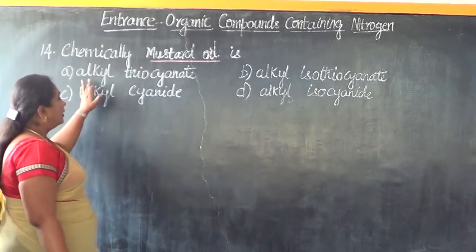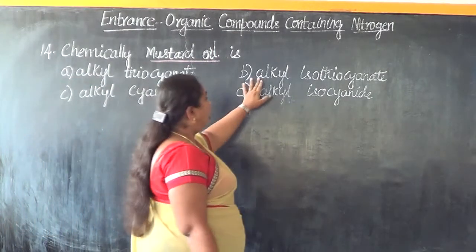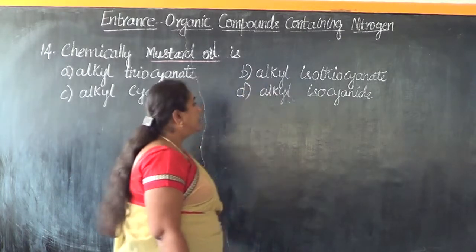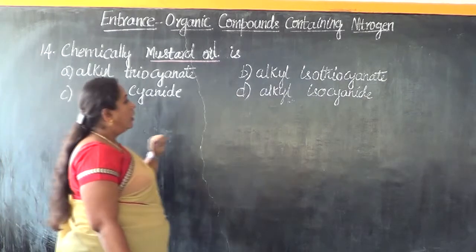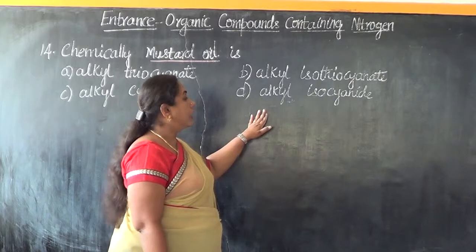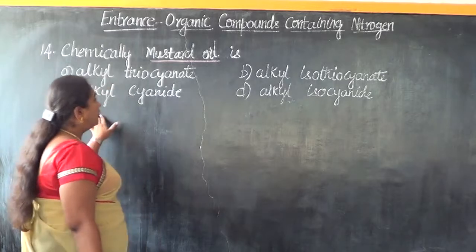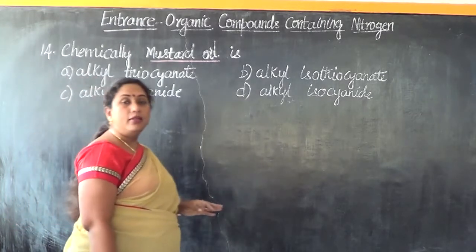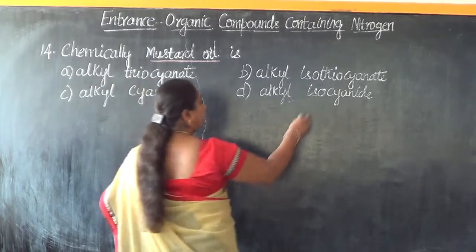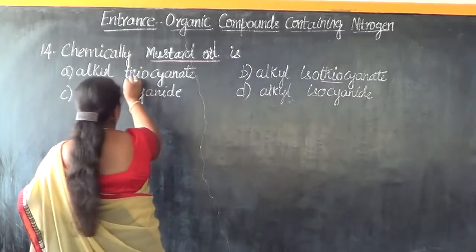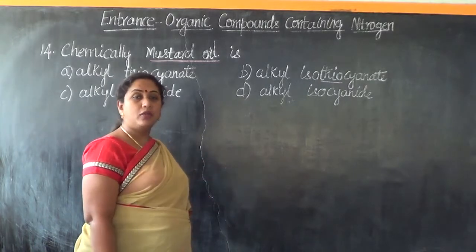Option A, is it alkyl thiocyanate? Option B, is it alkyl isothiocyanate? Option C, alkyl cyanide. Option D, alkyl isocyanide. These two options can be removed as well, because in a mustard oil reaction there is involvement of sulfur. So if sulfur is there, then we definitely will use this term thio. Wherever we use this term thio, dear students, please understand we are talking about the presence of sulfur.